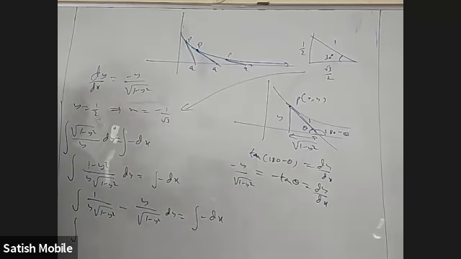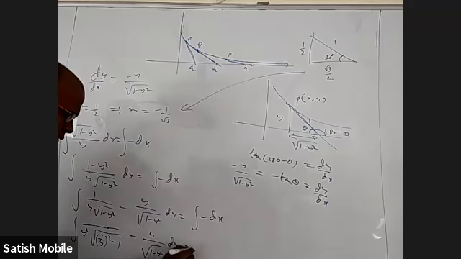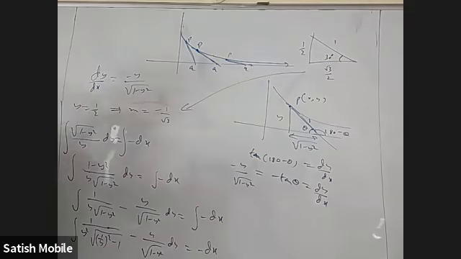Take y common. You are going to get 1 by y square into square root of 1 by y whole square minus 1, minus y by root 1 minus y square dy equal to minus dx. Okay, right up to here, then we'll continue.